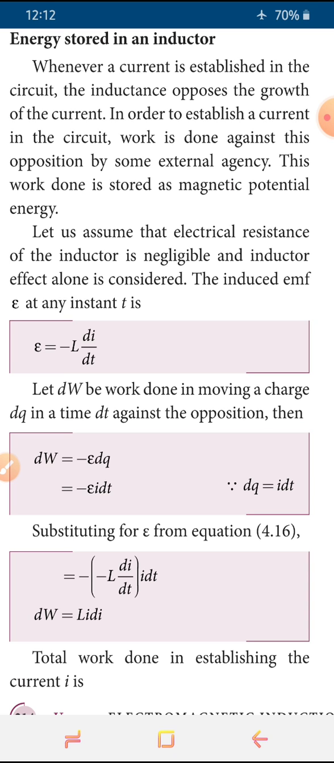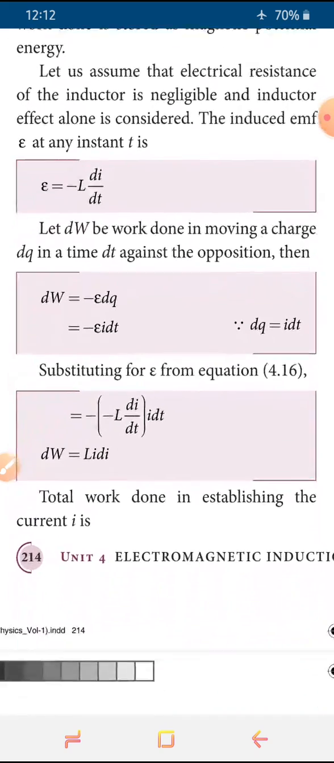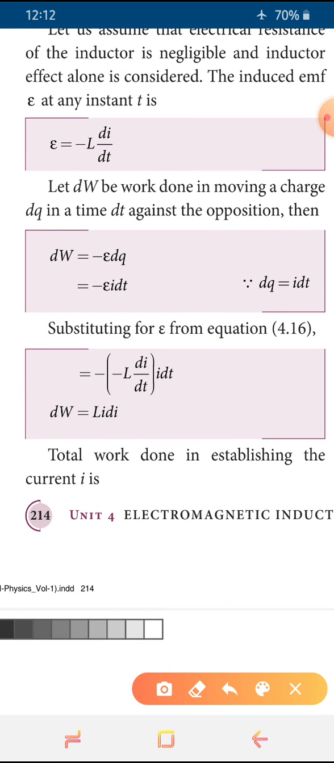How is it stored as magnetic potential energy? To calculate that, we use the formula: epsilon is equal to minus L dI divided by dt. We discussed this previously. We are giving some work done, so to calculate the total work done, we take the small work done for a small charge. The formula is dW is equal to minus epsilon dq.